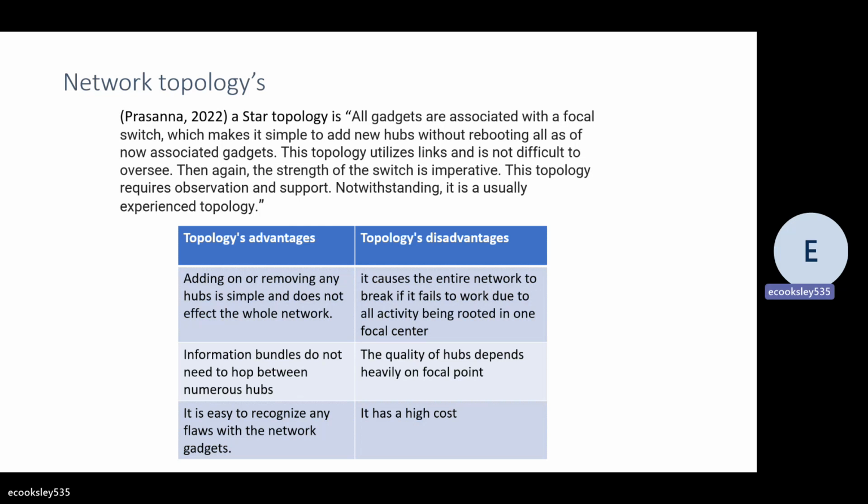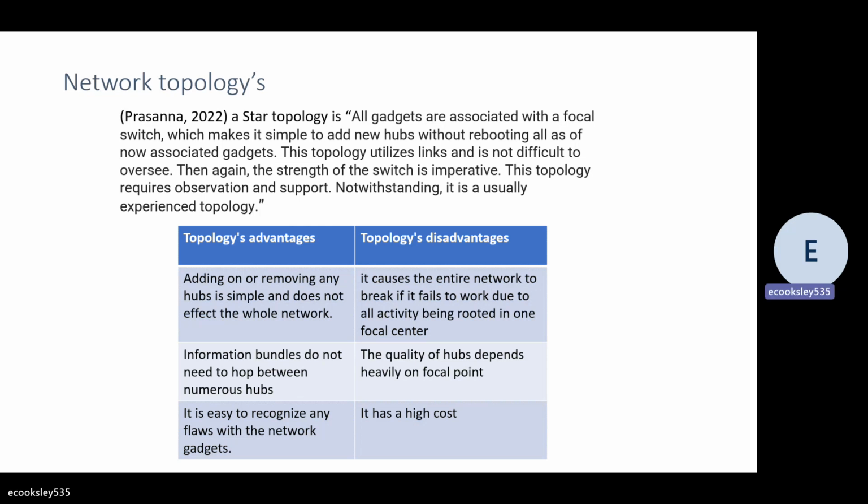So it has a few advantages, which is adding or removing any hubs is quite simple as it does not affect the whole network. Information bundles don't need to hop between numerous hubs. It is easy to recognize any flaws with the network gadgets as they're all separate and it's not all one link system. So you could see which specific one is causing the issue, as it won't be working even though all the other ones will be.